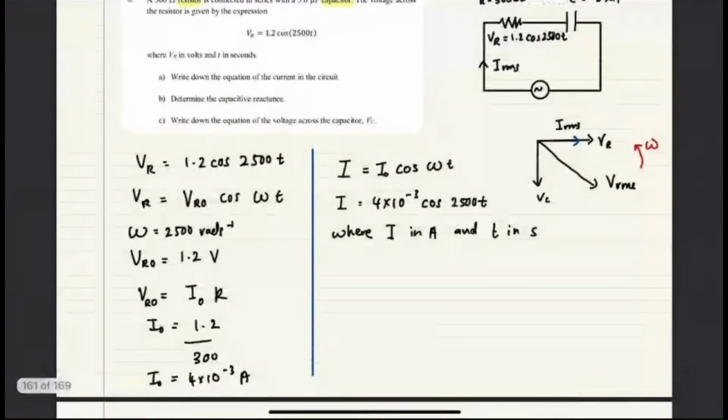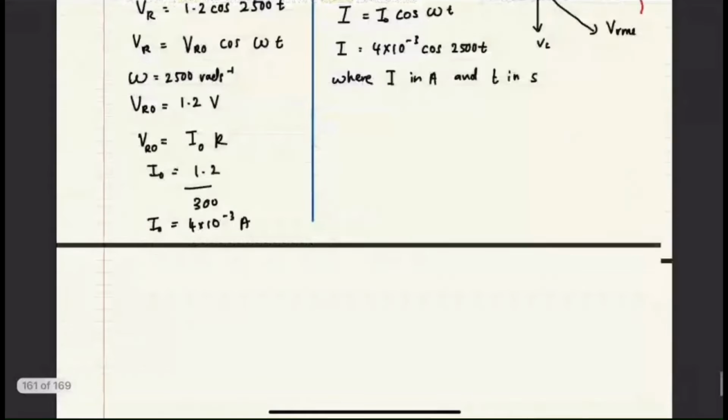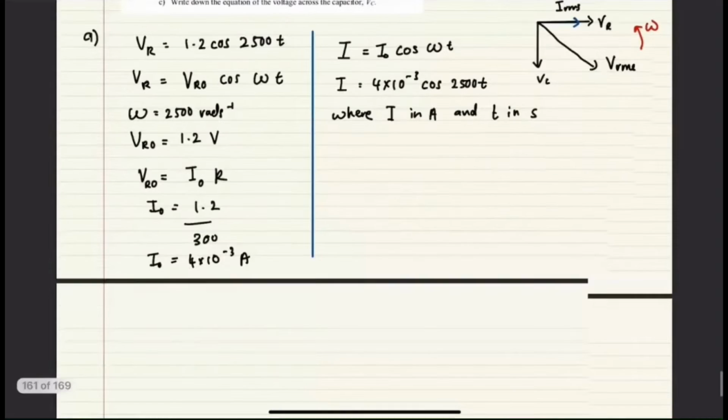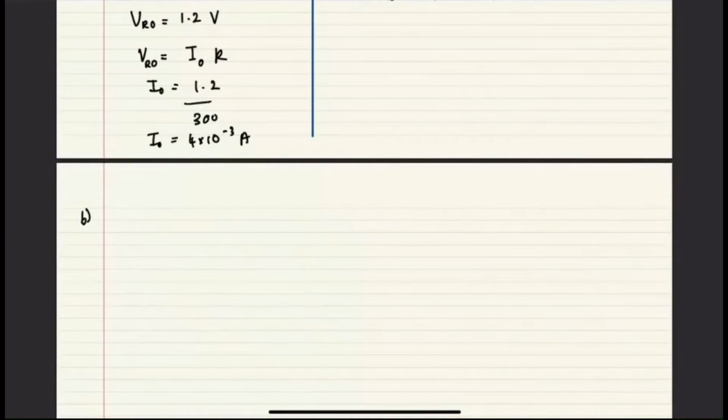Okay, question B. Determine the capacitive reactance. Capacitive reactance you can represent with the symbol Xc. If reactance is given, it is X, inductance or capacitance, C or L. So Xc equals 1 over omega C. It is 2 pi fC, but because we already have omega, we can use this one straight away.